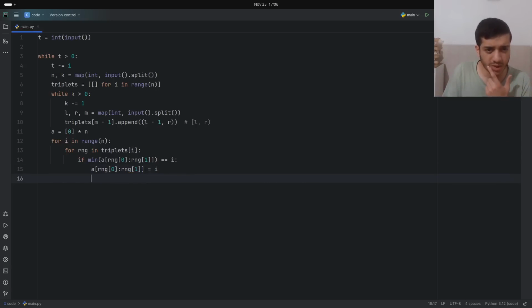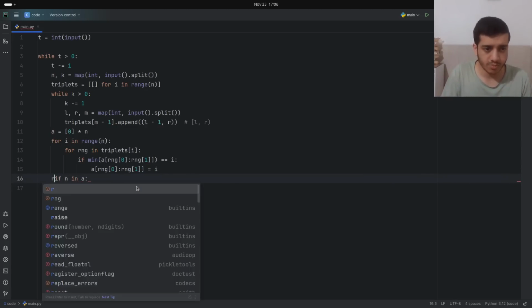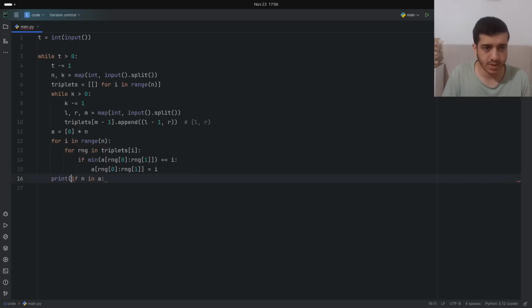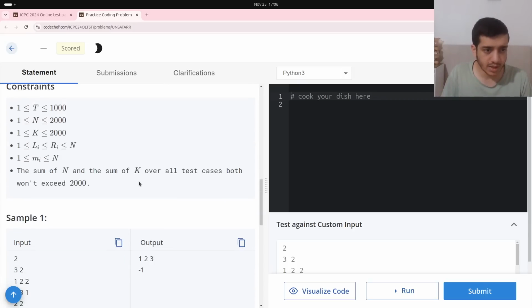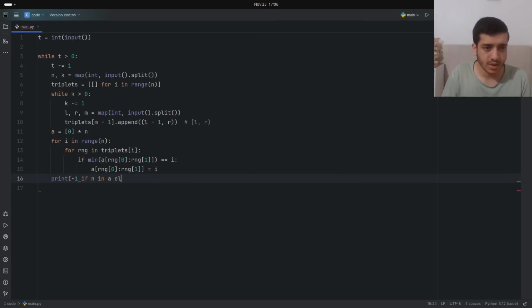It can't be done, right? Or it can do it. I don't know. Let's try. Finally, if n in A, okay, print -1 if n in A, else star A.